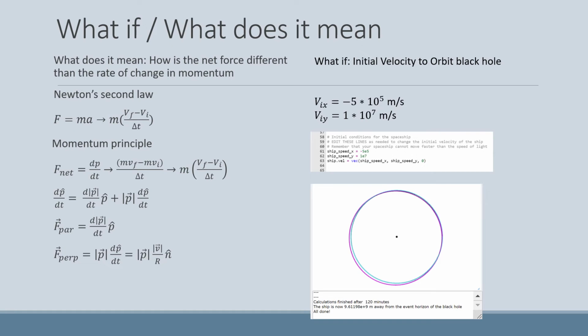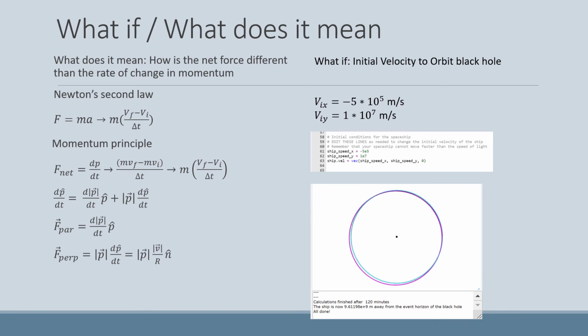On to our "what does it mean" problem, asking how is the net force components different than the rate of change in momentum components? Newton's second law can be broken down into mass times the change in velocity over change in time formula, which has the same parallel and perpendicular components. For the momentum principle, dp/dt is the base for the perpendicular and parallel component formulas, which sum to be F net. As you can see down here on the bottom, if we make F net equal to dp/dt, the formula which derives of m equals the change in velocity over change in time is the same as the one we found with Newton's second law.